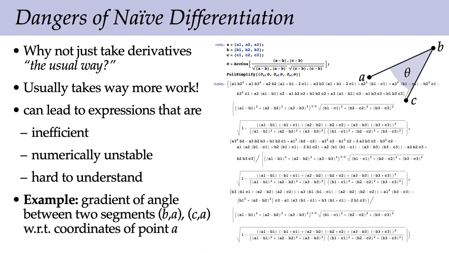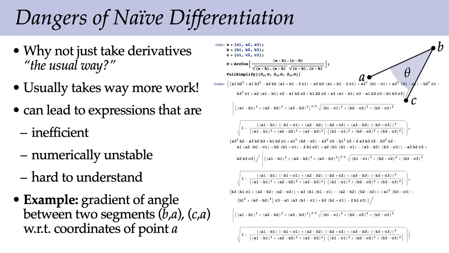Right? And you can imagine, again, that this is going to be costly to evaluate computationally. There could be places where I'm doing subtractions or divisions that are causing me numerical problems. And I certainly don't have any understanding of what this direction means. What is the direction that the gradient points? I have no idea from looking at this expression. So let's try doing this a different way.